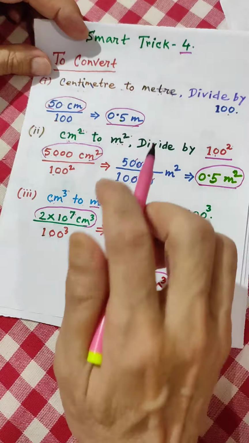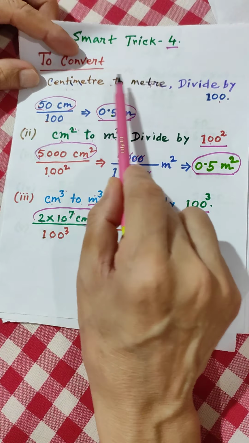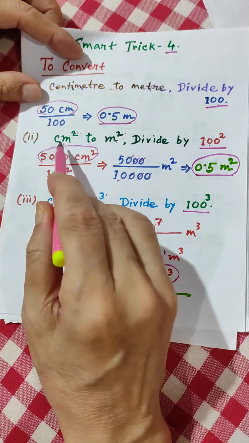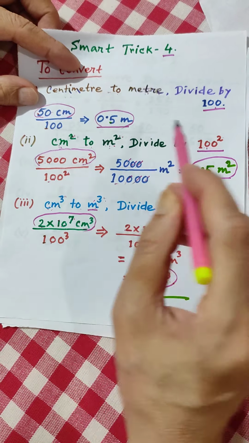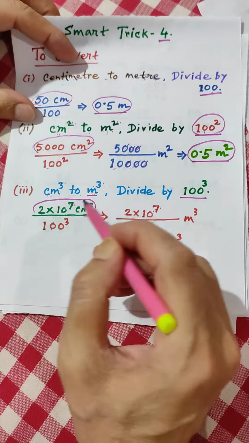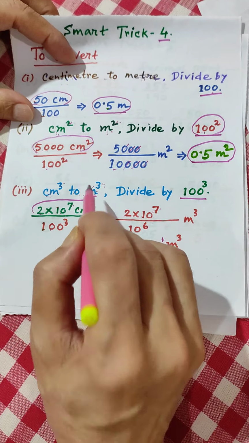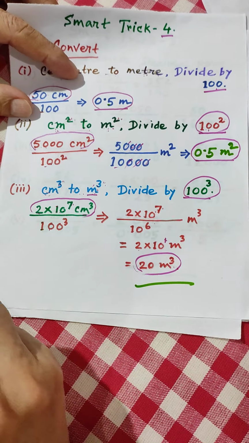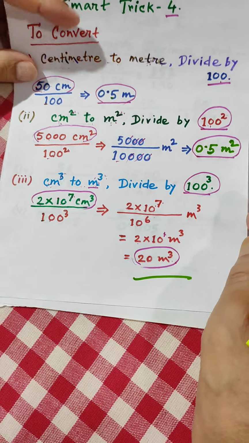So you see what to do. To convert centimeter to meter, divide by 100. To convert centimeter square to meter square, divide by 100 square. To convert centimeter cube to meter cube, divide by 100 cube. So that is the trick.